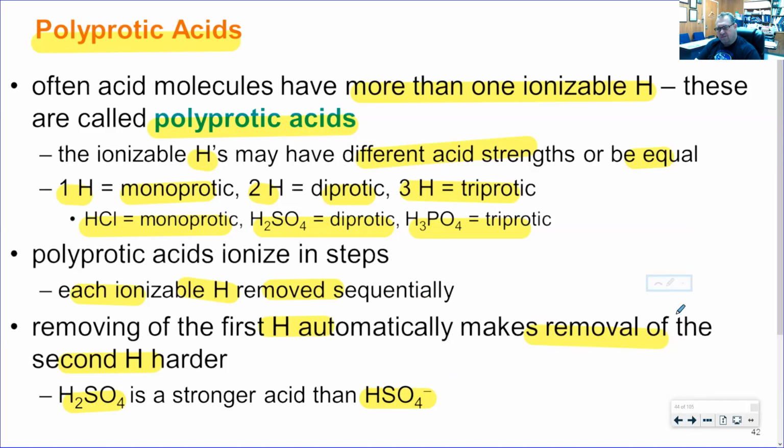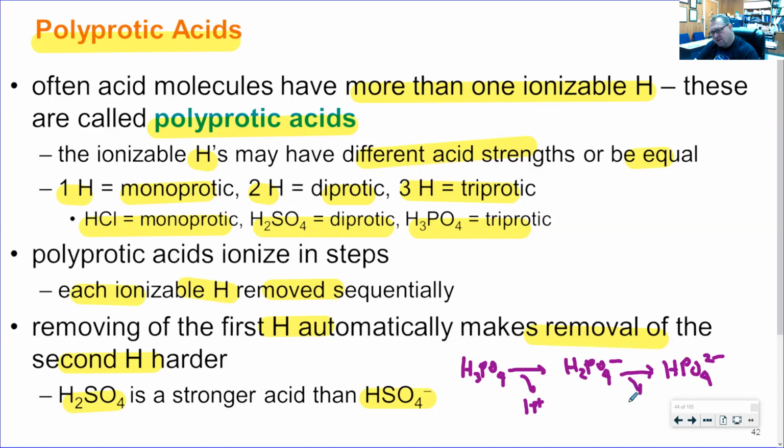So I want to get a pen so I can write this out. If I have something like phosphoric acid, and I lose a proton off, it forms the H2PO4 minus. And it can lose another proton off. It could form the HPO4 2 minus.